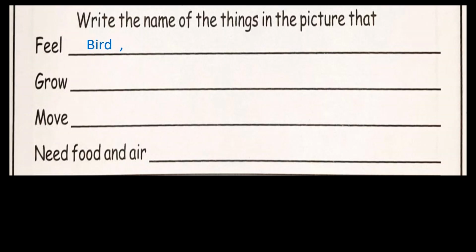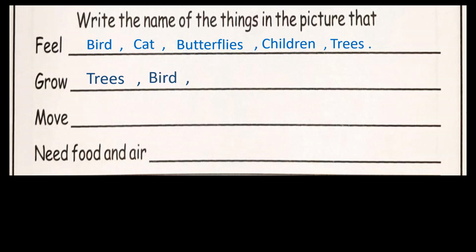Yes, it's a bird, cat, butterflies, children, and trees. Very good. Now, can you observe and tell me the things that can grow? Trees. Very good. Bird, cat, children, and butterflies. Very good, children.